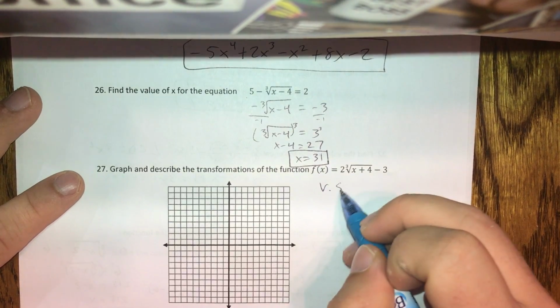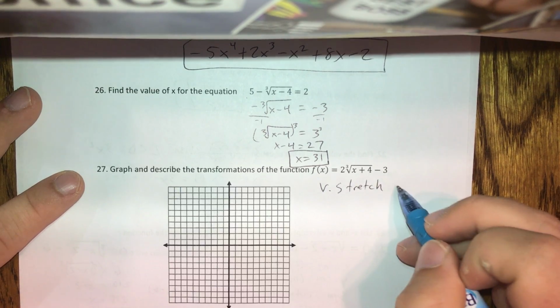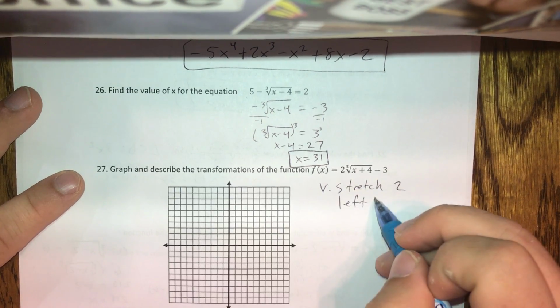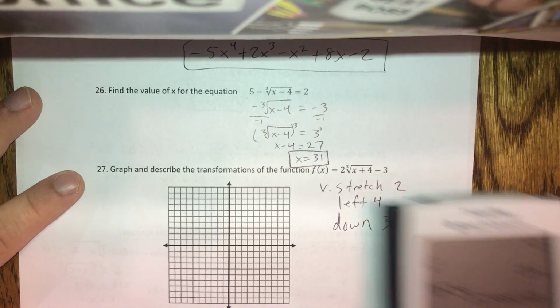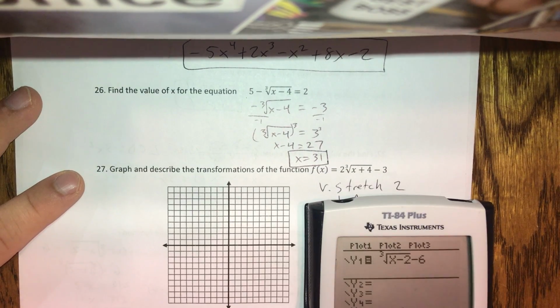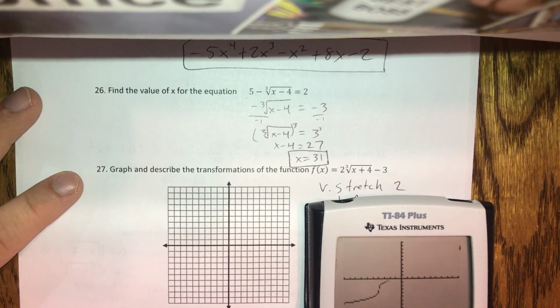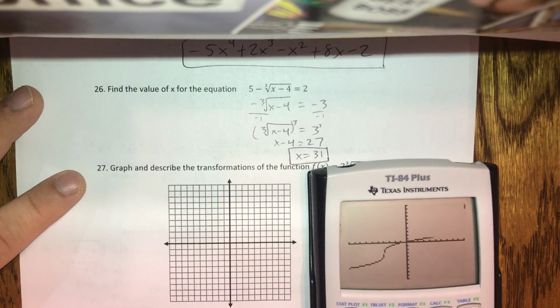All right, so this is going to have a vertical stretch by 2, left 4, and down 3. And once again, we're graphing. I think it's a great idea to put it in the calculator. And so we're going to have 2 in the front, cube root of x plus 4 minus 3. And so here's what it should look like. And now I'll make it happen.